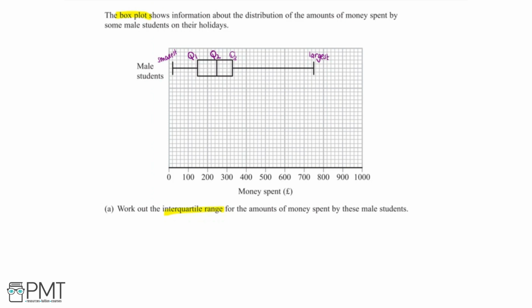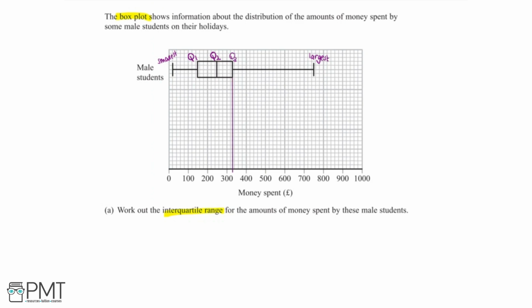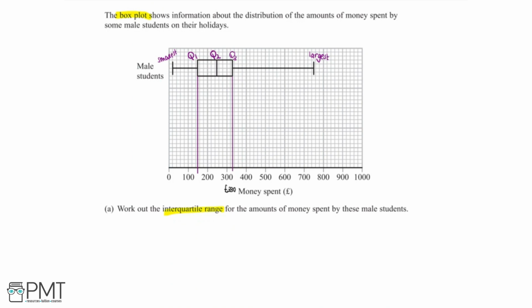And so we can start by finding the upper quartile by drawing a vertical line in order to see how much money was spent. Now following on from this line, we can see that the upper quartile is £330. And now let's do the same for the lower quartile. Following on from the line, we can see that the lower quartile is £150. And so we can say that the interquartile range is Q3 take away Q1, which is £330 take away £150, which will give us an answer of £180.